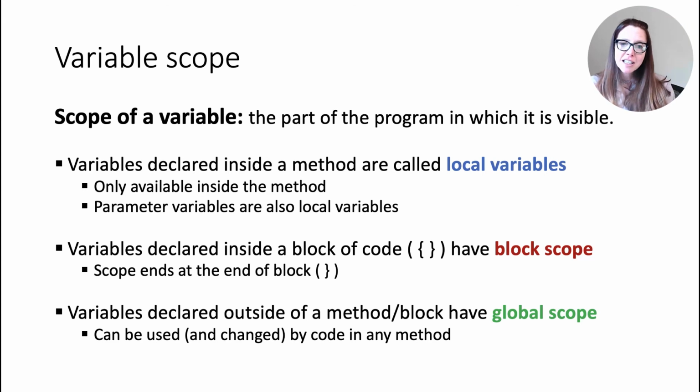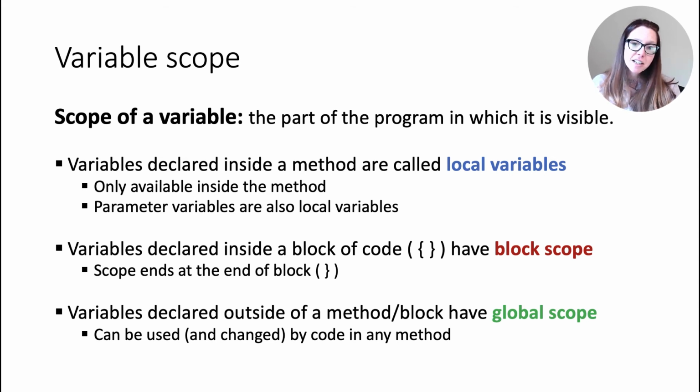Variables that are declared inside of a method, including the main method, are called local variables. They are only available inside the method in which they are declared. Parameter variables are also local variables.